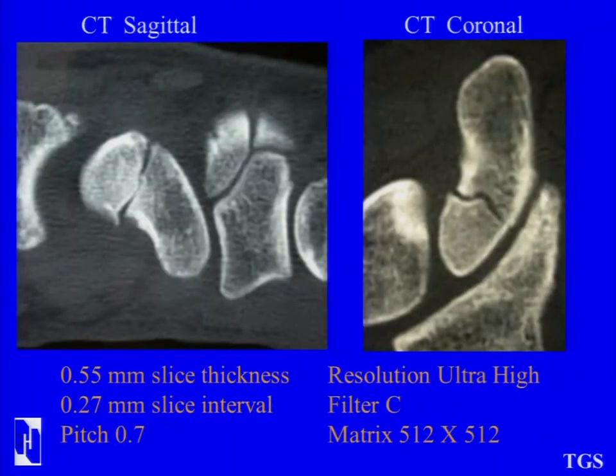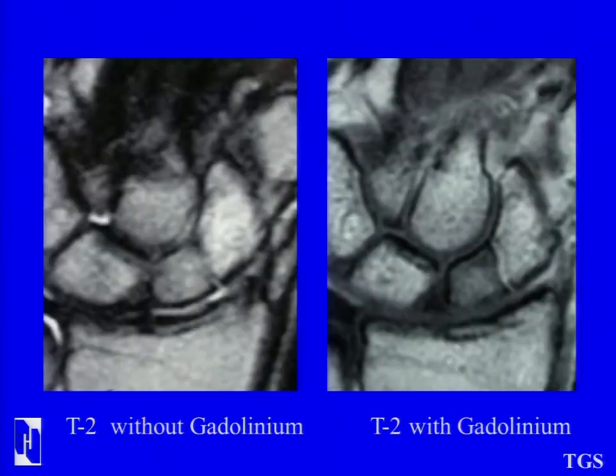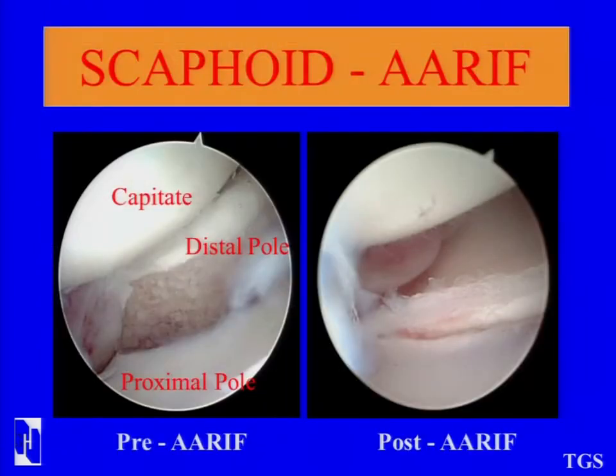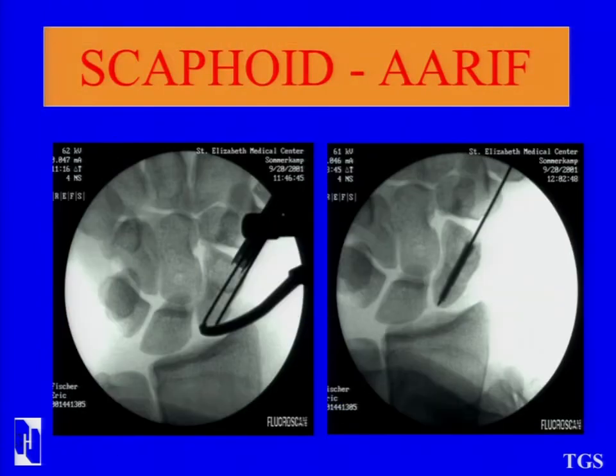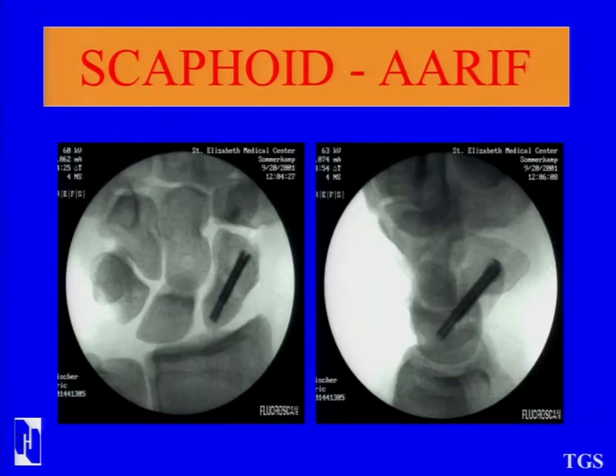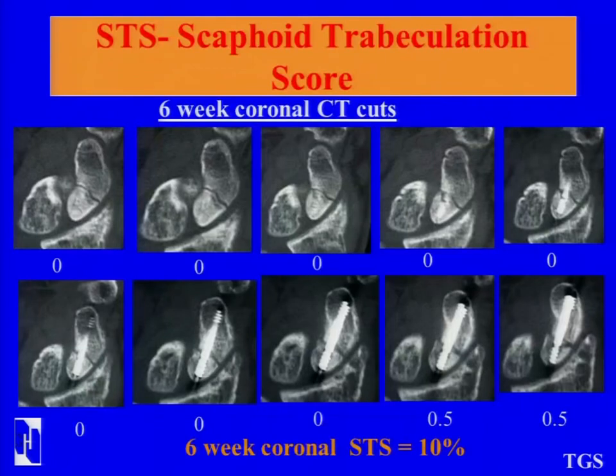That's what a CT looks like. So our protocol is on the bottom there, 0.5 millimeter slice thicknesses with about 50% overlap, ultra high resolution, and you can get good reformatted images, giving you good coronal and sagittal images. So he gets stabilized, and now he's in the office 6 weeks later, and he wants to know, is he healed?